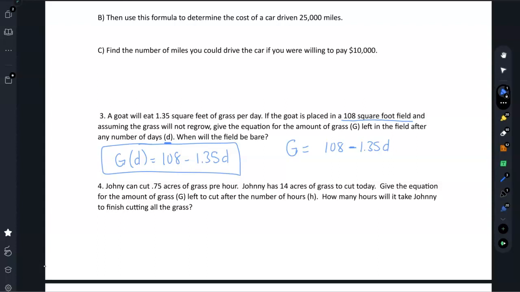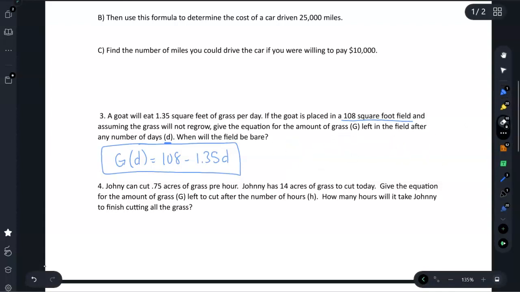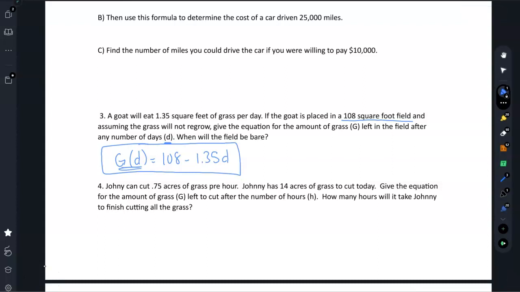And then it says, when will the field be bare? So what I'm looking for here, and this is part 2, so I'm going to erase what I have over here, is G of D represented my field or the amount of grass I have. So I want that to be 0. So 0 equals 108 minus 1.35 D. And I want to find D, which is going to represent the number of days it takes the goat to turn this field into 0, or the amount of grass in the field to 0. So I would subtract 108. I get negative 108 equals negative 1.35 D.